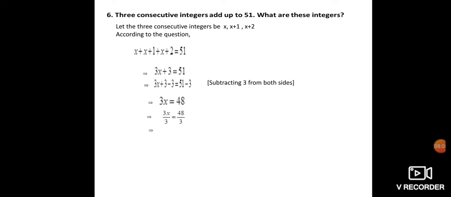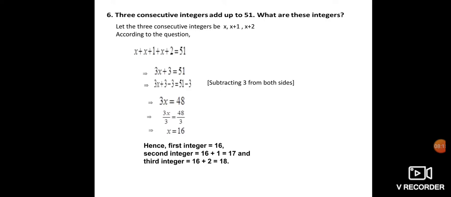Now I want to remove 3. I'll divide this equation by 3. So my result will be x is equal to 16. First integer is 16, second is 17, third is 18. So all three integers are 16, 17, 18.